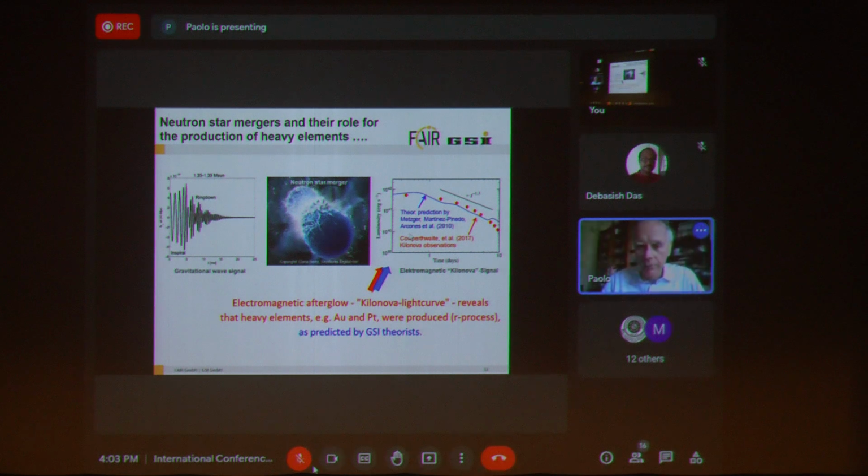So, by the way, only yesterday, Martinez was honored with the Leibniz Prize, which is the highest science prize in Germany. It's 2.5 million euros. It's a major prize, and because of this work.